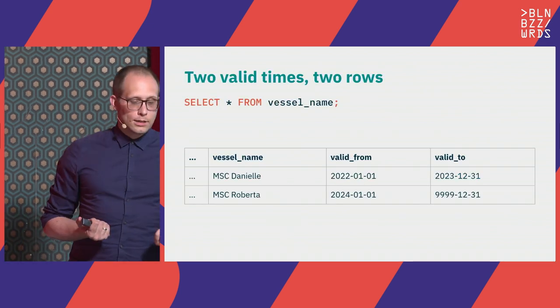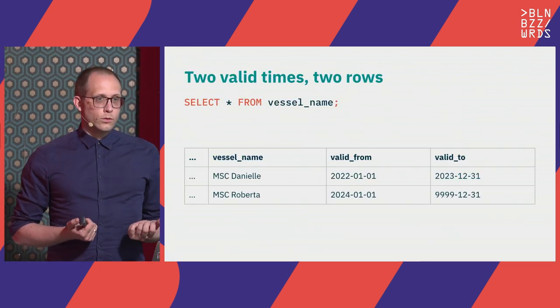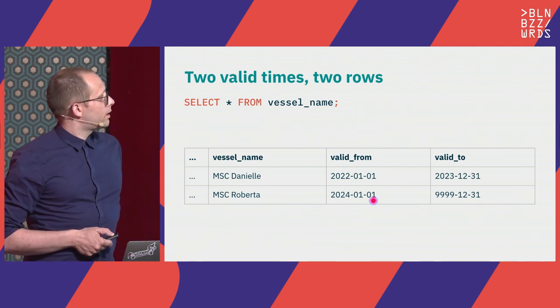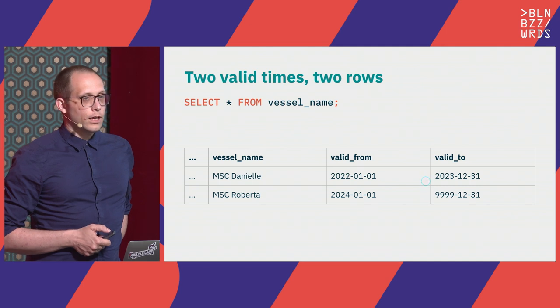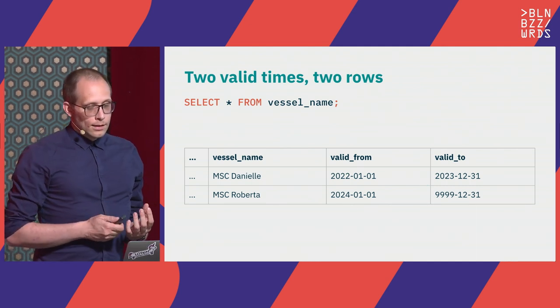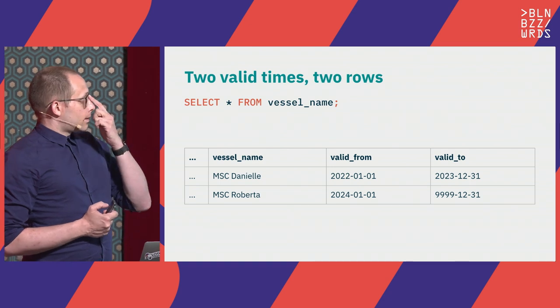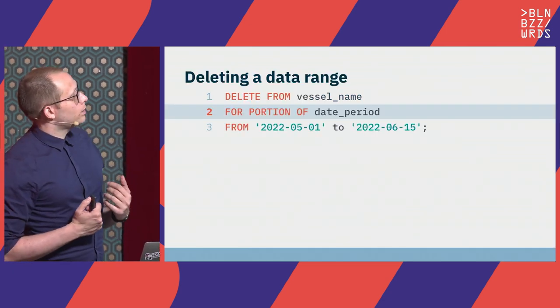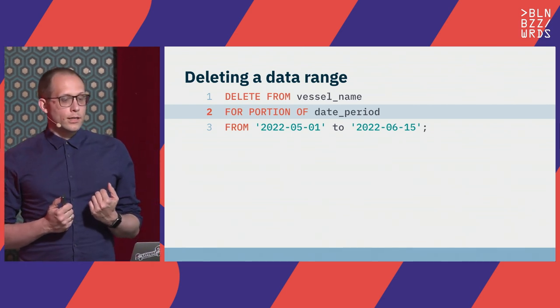Now we have two rows in the table. So if we do a select asterisk from vessel name, we will get both rows, and we will still have to filter for the valid from and valid to times as we had before. So we still need our view. But there's some other benefits. We can delete whole data ranges by referencing our date period.